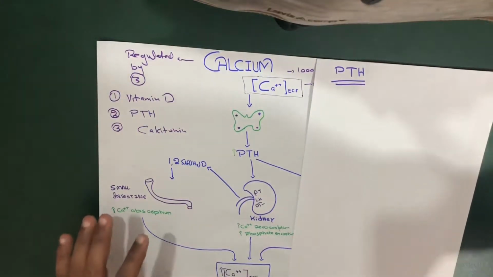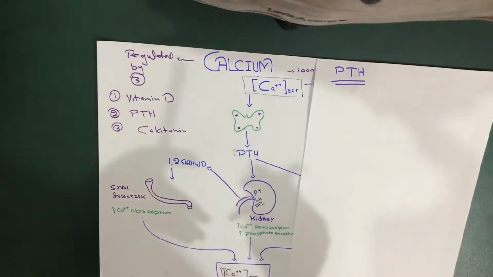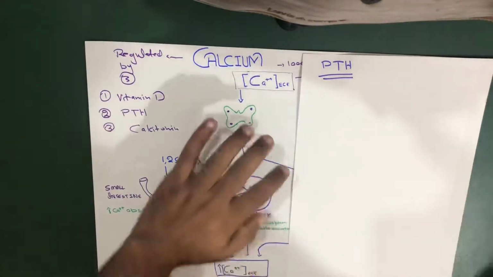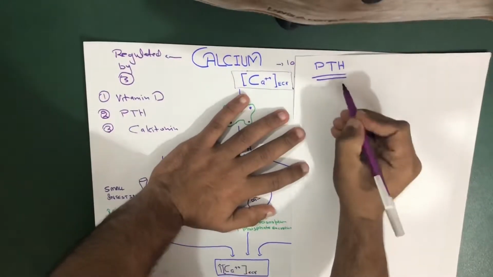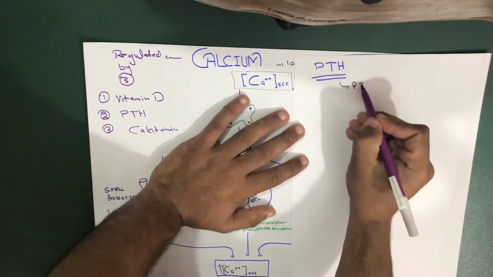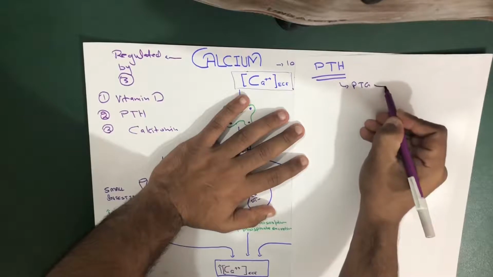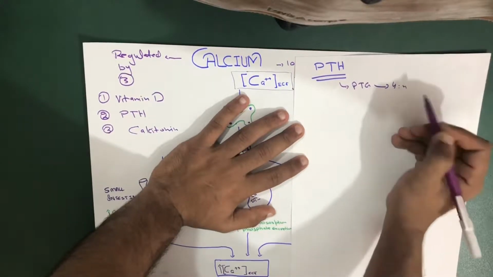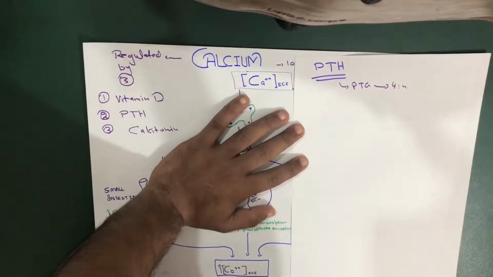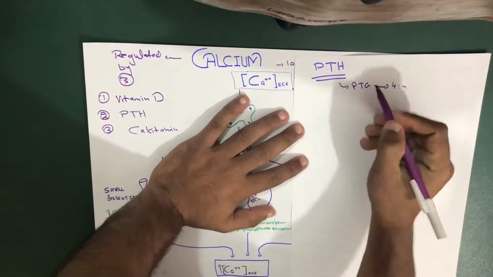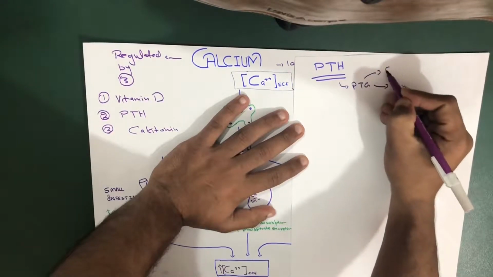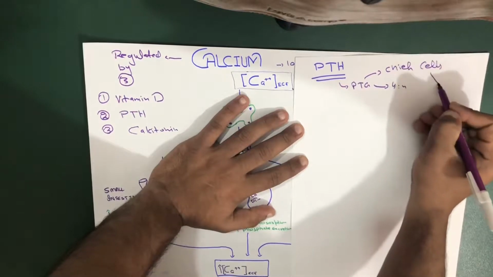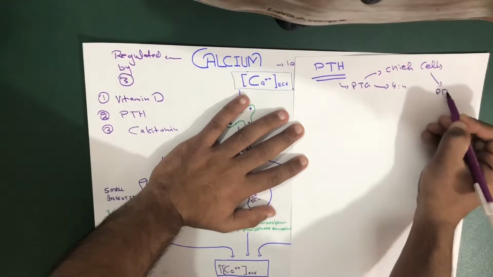Let's get into the parathyroid hormone. If you're talking about the parathyroid hormone, we have to remember that it is released from the parathyroid gland, and the parathyroid glands are four in number, located posterior to your thyroid gland. In the parathyroid gland there are cells we call chief cells. So these chief cells release your parathyroid hormone.